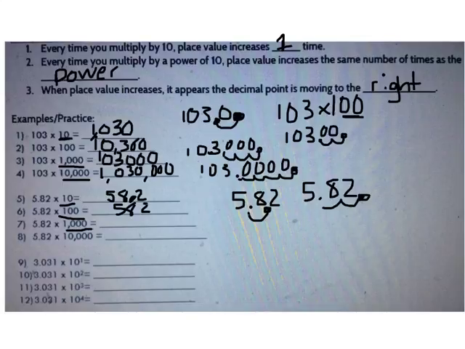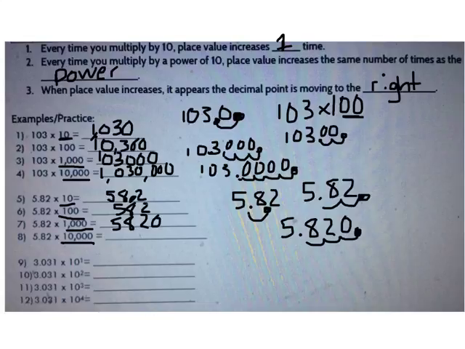What about 5 and 82 hundredths times 1,000? This time how much will place value increase? It'll increase three times. 1, 2, 3. If I have an open scoop, I need to put a zero. So the answer is 5,820.